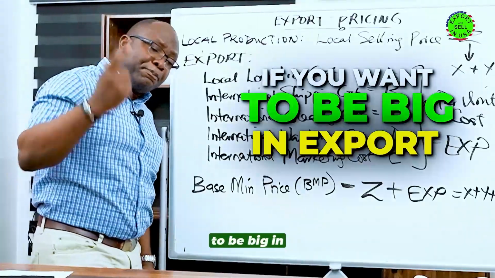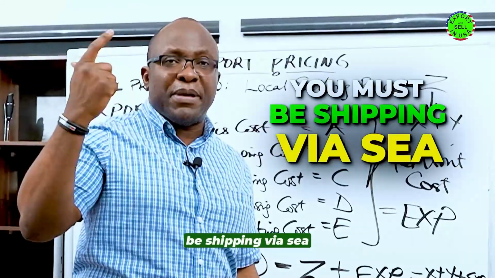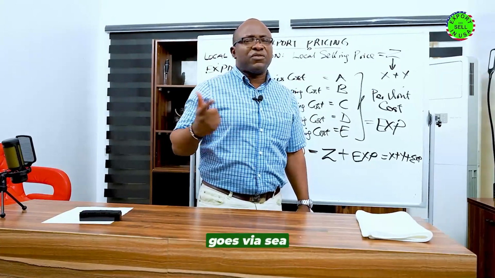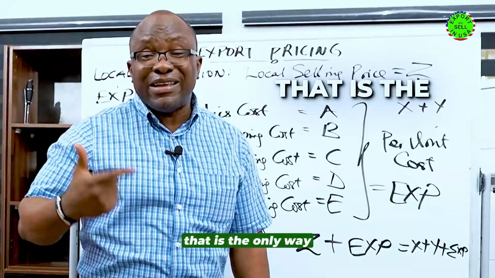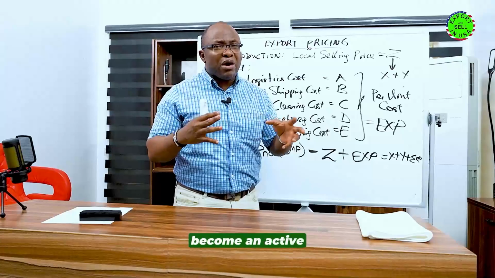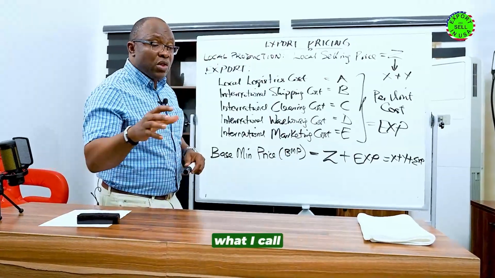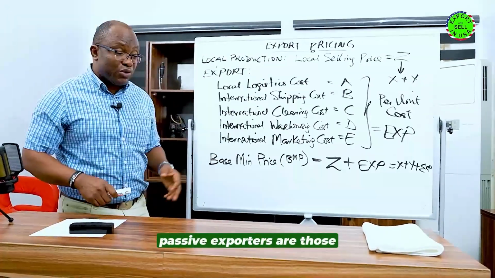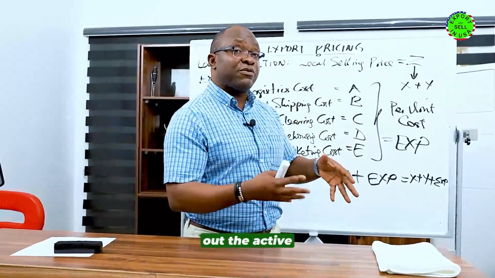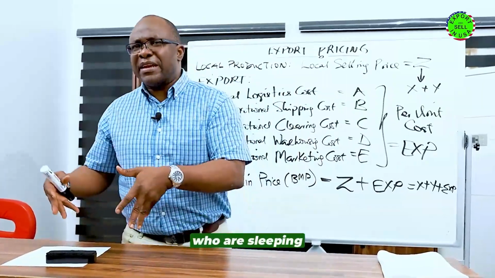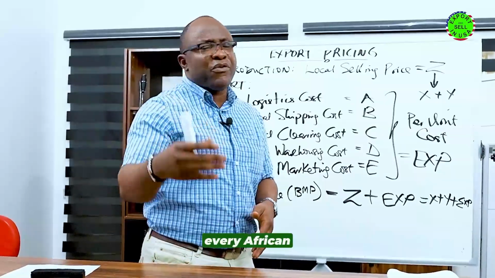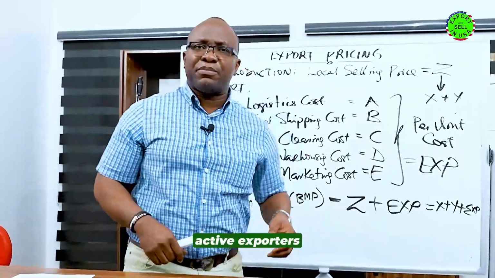If you want to be big in export, you must be shipping via sea. 95% of world commerce goes via sea. And that's because that is the only way it can be profitable. If you are still doing air, then you haven't become an active exporter. There's what I call active and passive. Passive exporters are those who are not making money until they have an order before they ship out. The active exporters are those who are sleeping and they are making money in their sleep. We try to develop every African business to become active exporters.